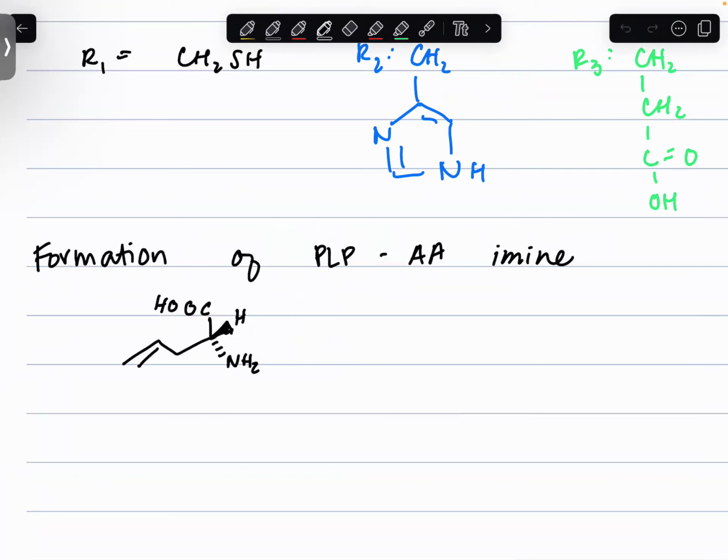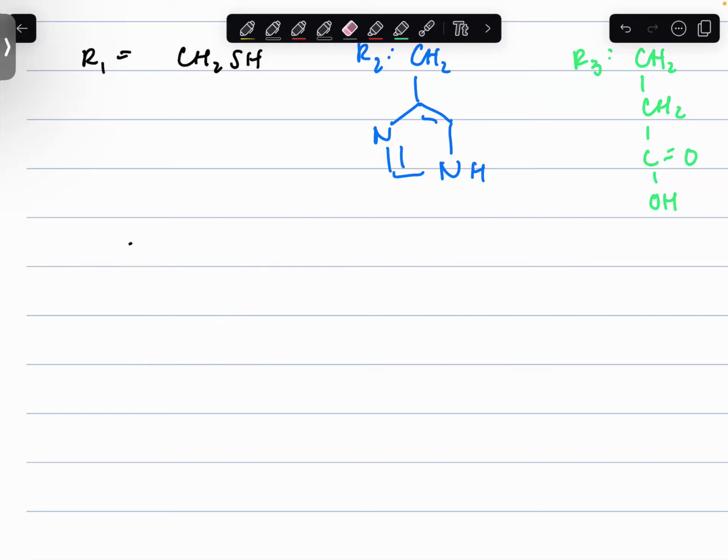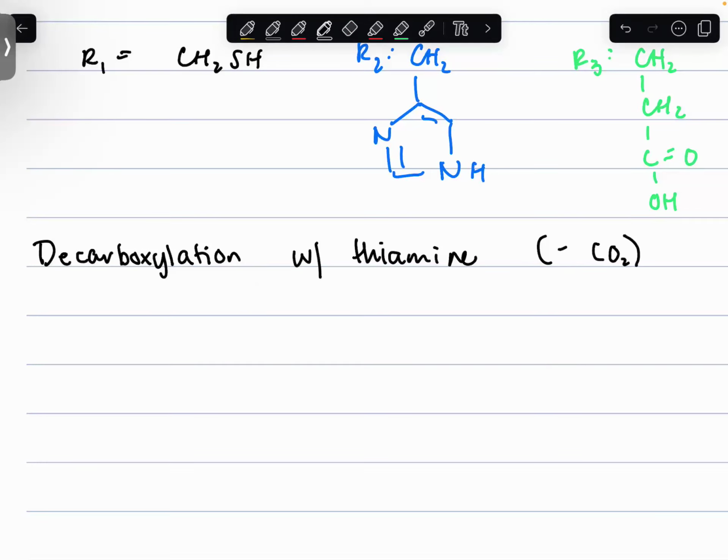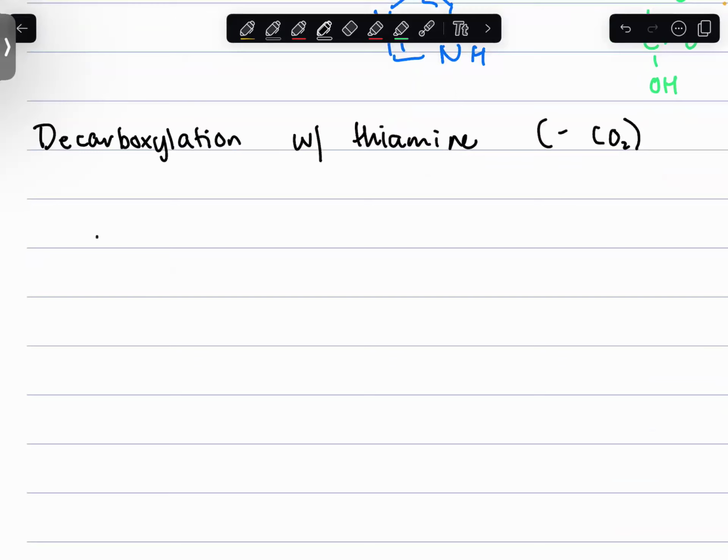So thiamine is, I would say, easier than PLP, but I guess that is in the eye of the beholder. So thiamine does decarboxylation. When I say decarboxylation, I mean the loss of CO2. So we'll start with this molecule.